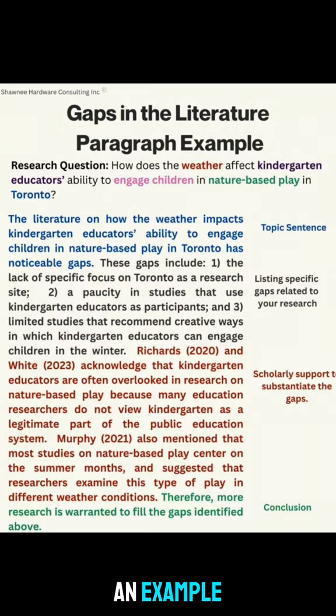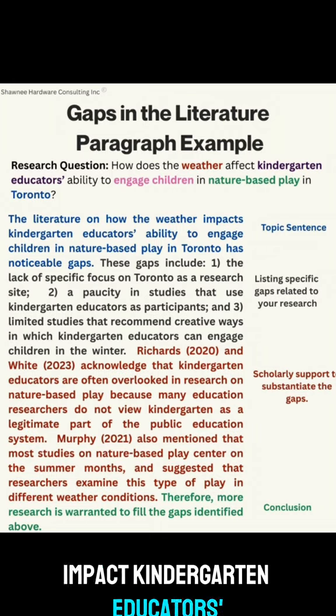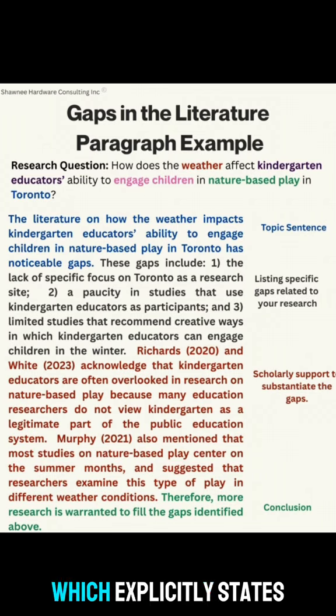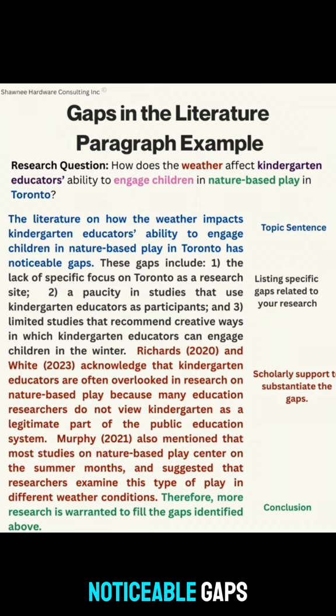So I have an example here of an introductory paragraph for the gaps in the literature section related to research on how the weather impacts kindergarten educators' ability to engage children in nature-based play in Toronto. I won't read the paragraph verbatim, but I'll explain the labels to the side of the paragraph. You see that I started with a topic sentence which explicitly states that there are noticeable gaps in the literature that I discussed above.